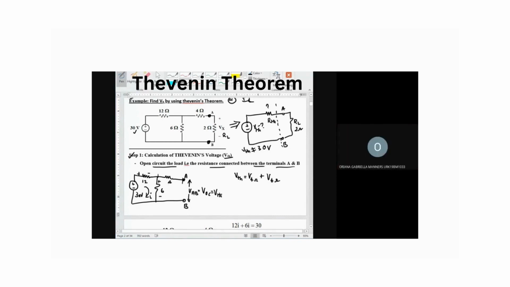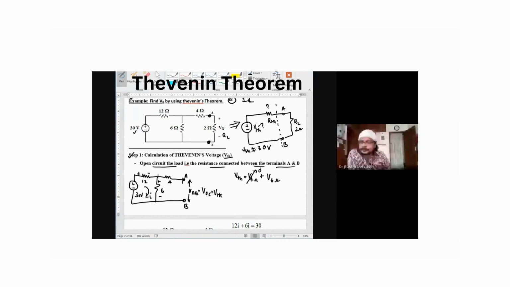No, sir. No current flowing through 4 ohm. Voltage across 4 ohm is what? 0. Right? Voltage is equal to I into R, right? So when current is 0, obviously the voltage across 4 ohm is 0. You understand, students? Yes, sir. Okay.